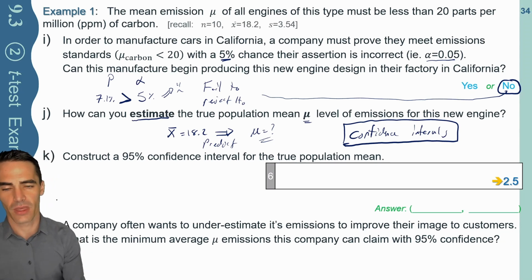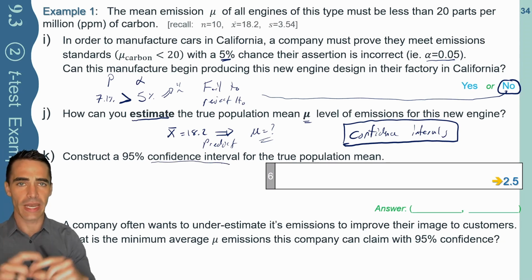So let's try an example. Construct a 95% confidence interval for the true population mean. Whenever you hear confidence interval, I'd encourage you to write out the structure.